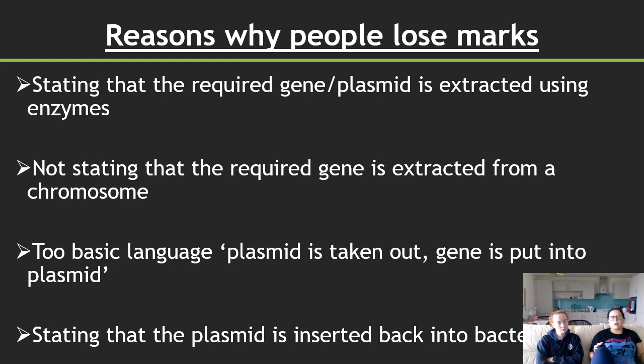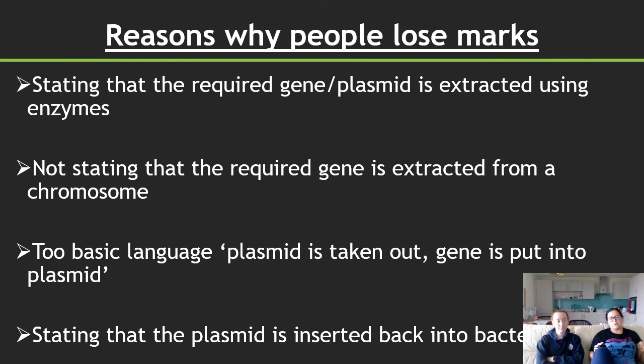Not stating that the required gene is extracted from a chromosome. That's another way that people lose marks. They forget that the required gene needs cut out of its original chromosome. Remember, a chromosome might have 3,000 genes on it. You only want one of them. You have to cut that desired gene out.